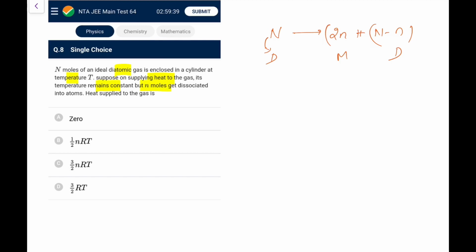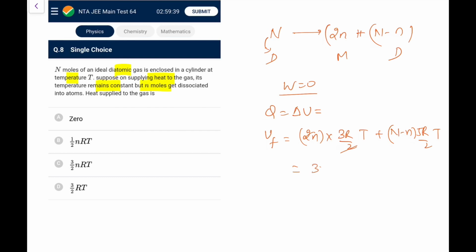Temperature remains constant and enclosed, because it is a constant volume process, work done will be 0. So Q is delta U. So what I can write as delta U, the final energy I can write is 2n moles into CV, that is 3R by 2 into T, plus N minus n into 5R by 2 into T for the diatomic one. So what do you get? 3nRT plus N minus n into 5 by 2 RT. And what is the initial one? Initial one is 5 by 2 N RT.